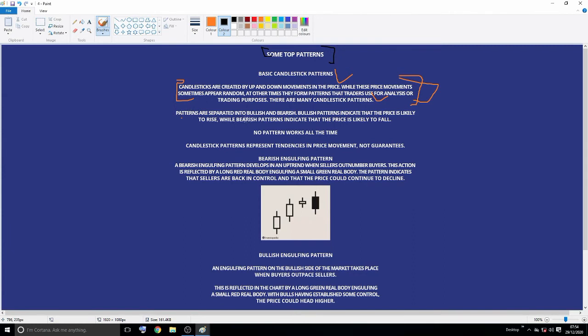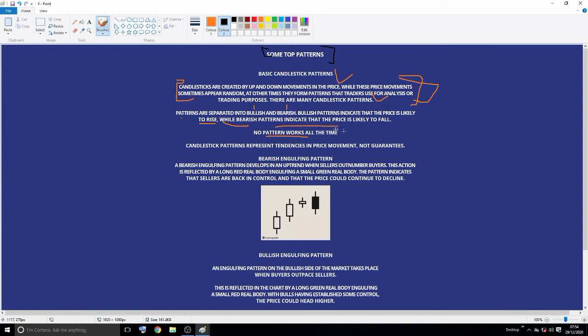Patterns are separated into bullish and bearish. Bullish patterns indicate that the price is likely to rise, while bearish patterns indicate that the price is likely to fall.